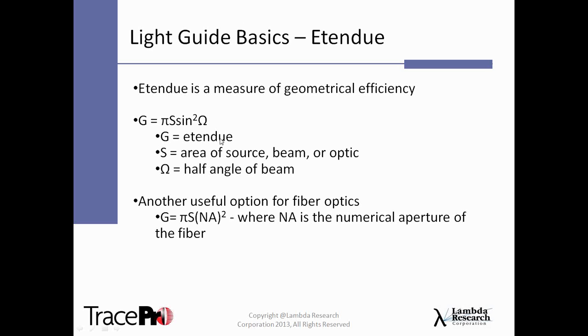The basic formula for Etendue is Etendue, or G, is pi times S, which is the area of the source, the beam, or the optic, times sine squared of the half angle of the beam. Now, another useful option for fiber optics of this equation is Etendue is pi times the area times the numerical aperture of the fiber squared.